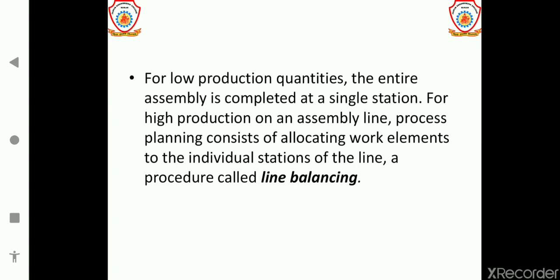For low production quantity, the entire assembly is completed at a single station, and for high production, an assembly line is required. And again, there is a term, line balancing, which is associated with the assembly line process.